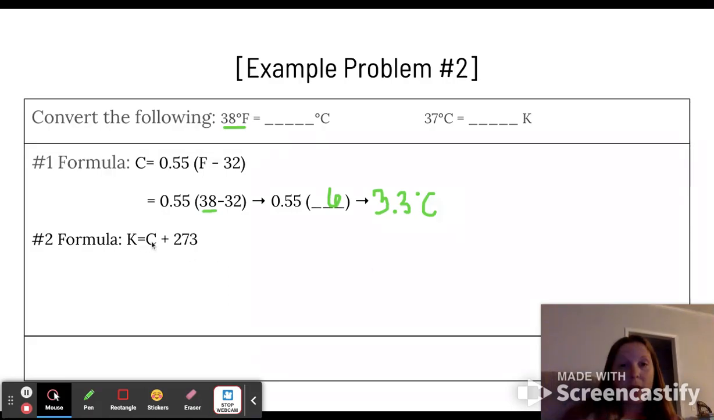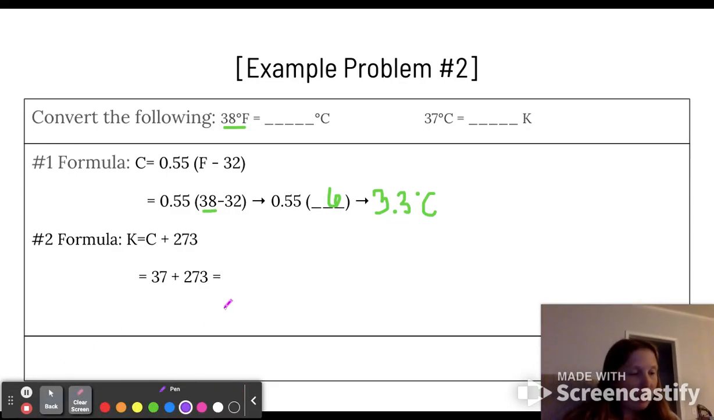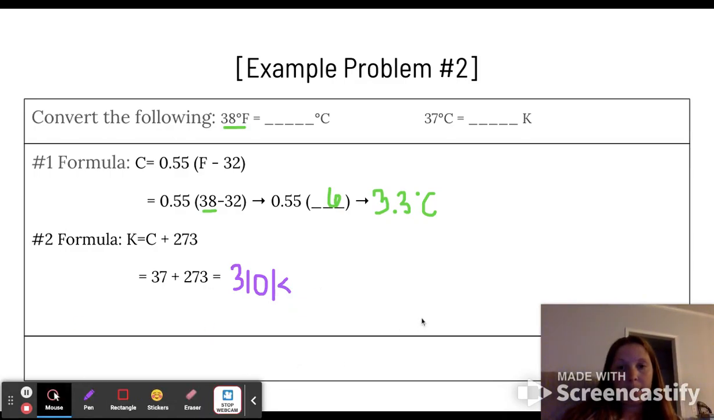Okay, so we've got Celsius. All we've got to do is add 273, which would be 37 plus 273, which comes out to 310 Kelvin. No degree symbol. Okay. So those are very quick and easy.